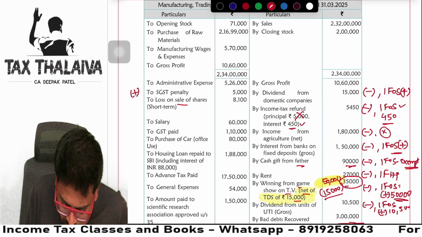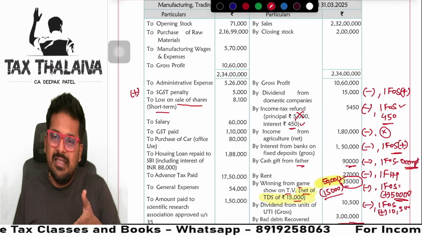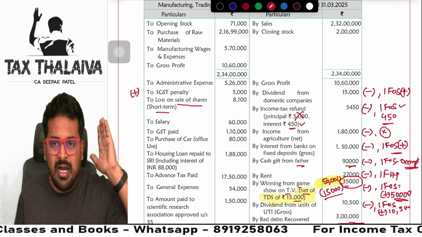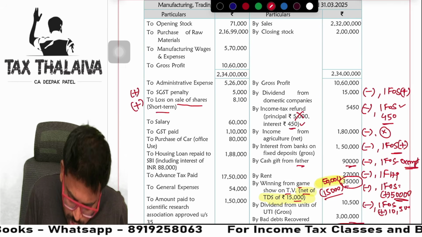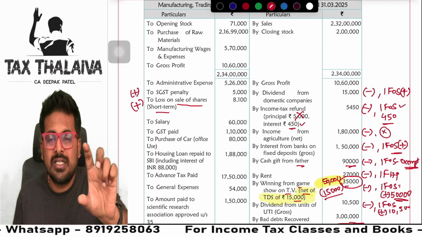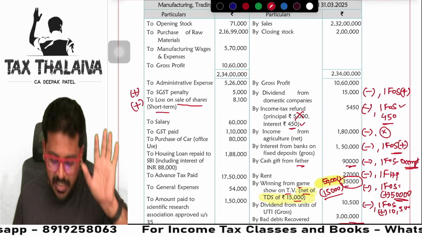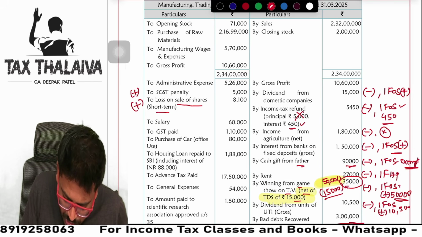Next, loss on sale of shares short term. Guys, this is a capital gain adjustment. How can it come in PGBP? So you add back this loss and take it to short term capital loss under capital gains head. Next, salary, no issues.